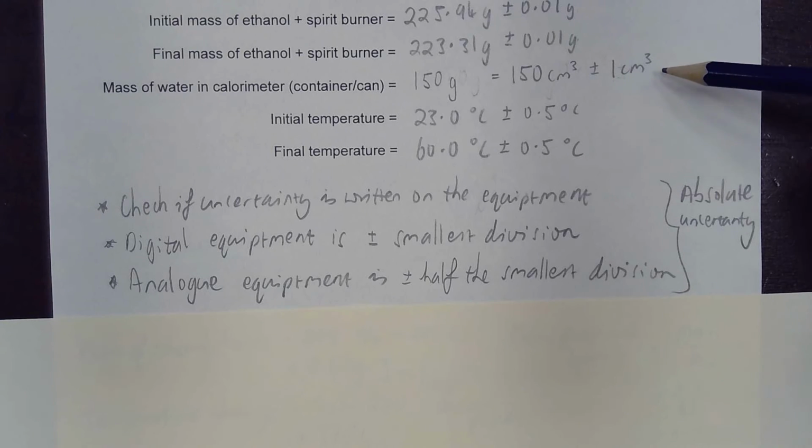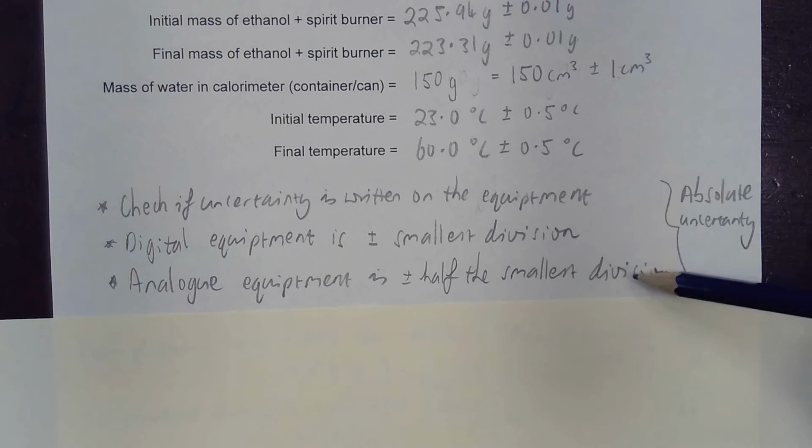Notice that for the measuring cylinder that we use to measure the water, the uncertainty is plus or minus 1 cubic centimetre. This is because this value was written on the side of the glassware. So these are the general rules for calculating absolute uncertainties.